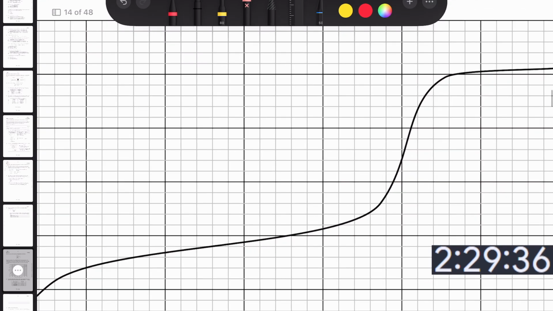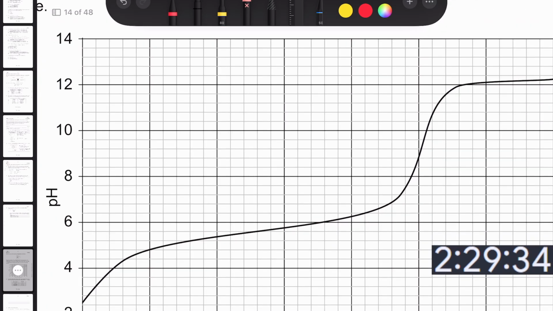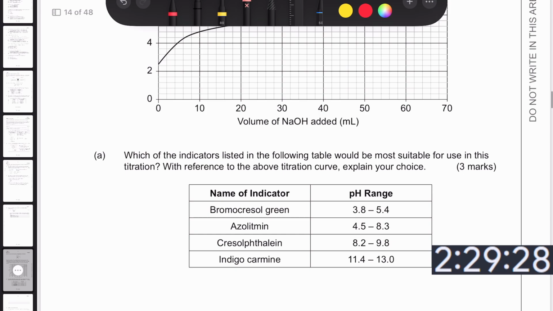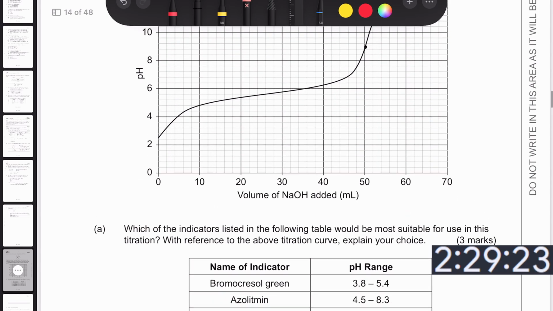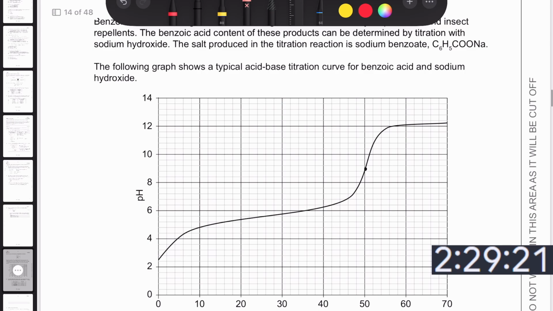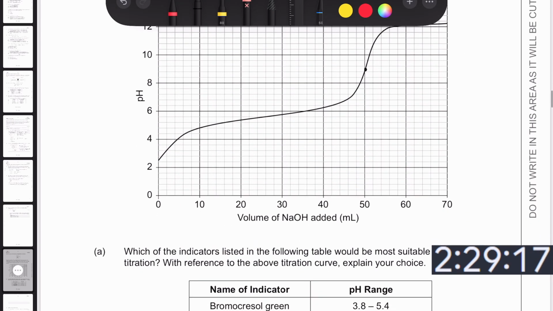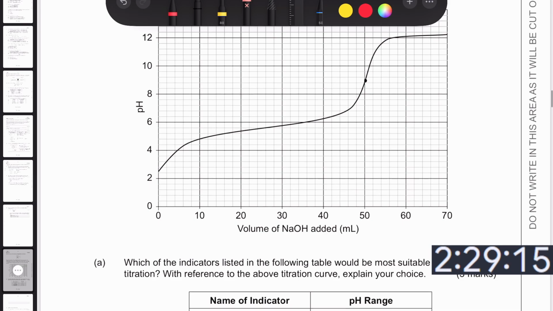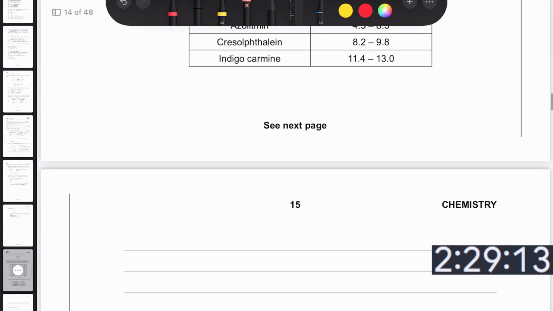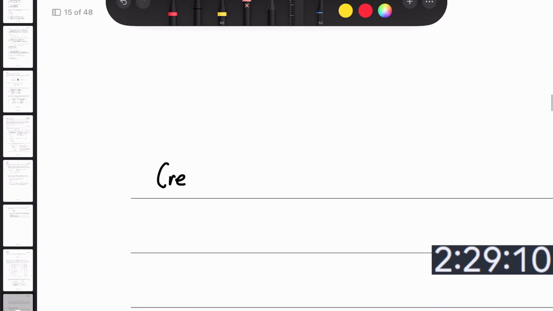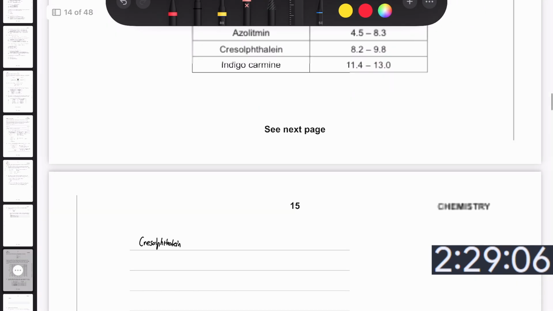So let's say the equivalence point is around a pH of 9, because it's about there. So it's probably best to use cresolphthalein, 8.2 to 9.8. So we'll say cresolphthalein. I think I spelled phthalein right?